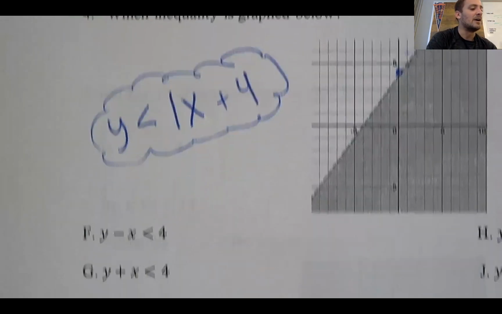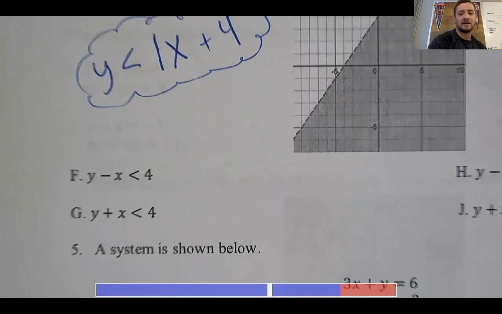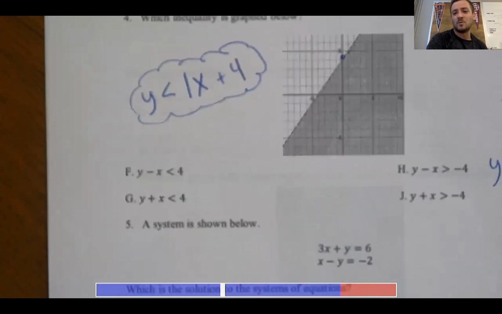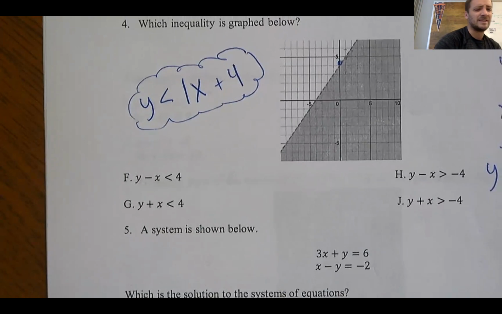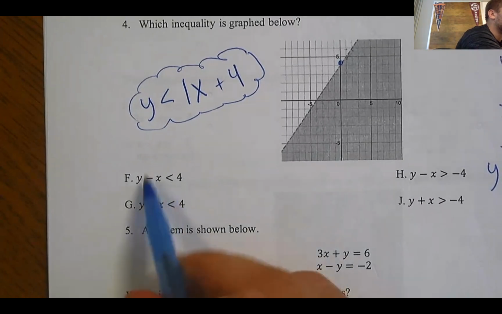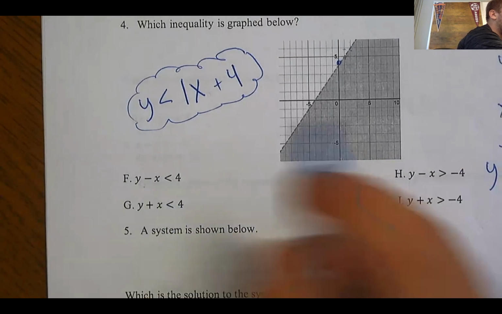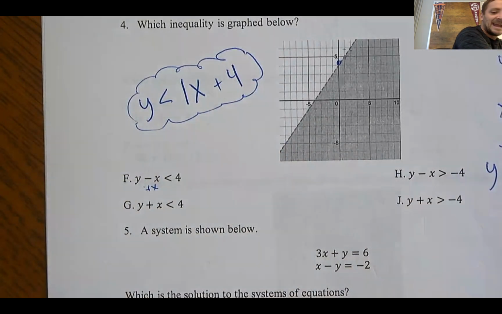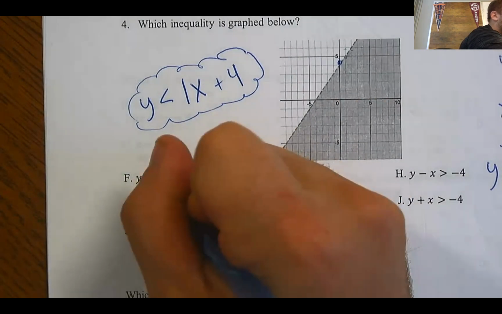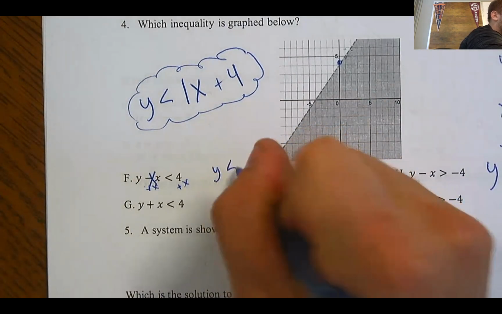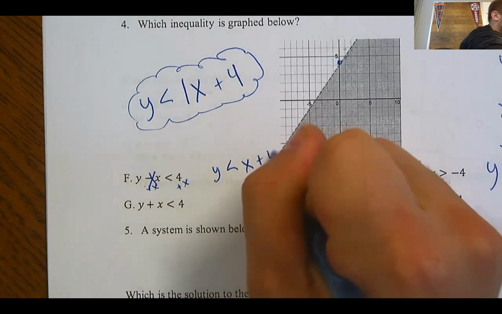Now, unfortunately, if you look at all of your answer choices, they're not in y equals mx plus b. They're not in slope-intercept form. They're all in standard form. So we're going to have to convert these. It should actually be really, really easy. Let's take a look at this one. If I want to get y by itself, we just need to add x, and if we add x to one side, we have to add x to the other side. So y is less than x plus 4.